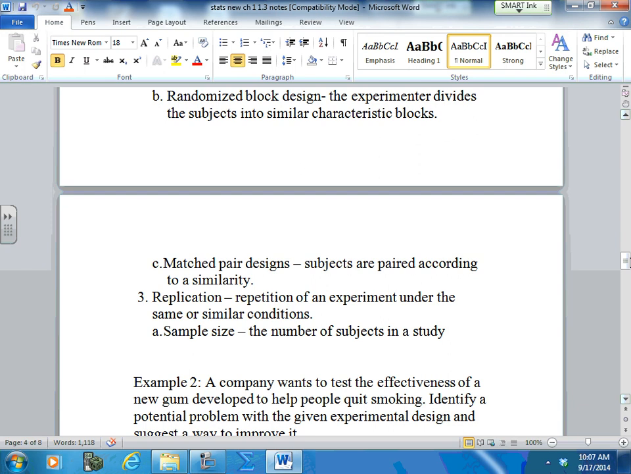Your sample size is important. That's why you replicate. You want a larger sample size. If you have a sample size too small, if I only choose 5 people to test, that's a little bit too small. I need to go with a larger group. I don't know if those 5 are true representatives of all aspects of my population.